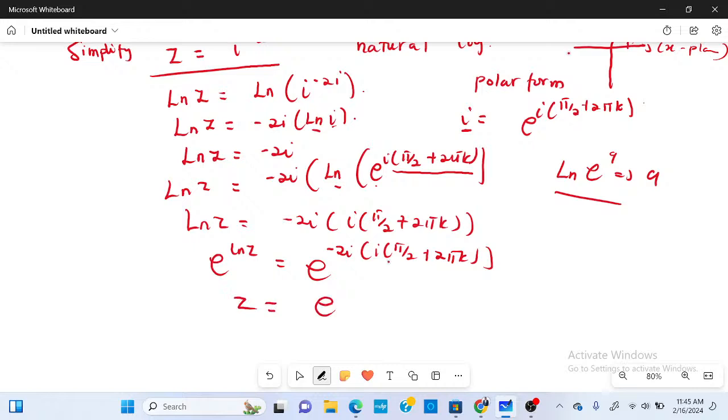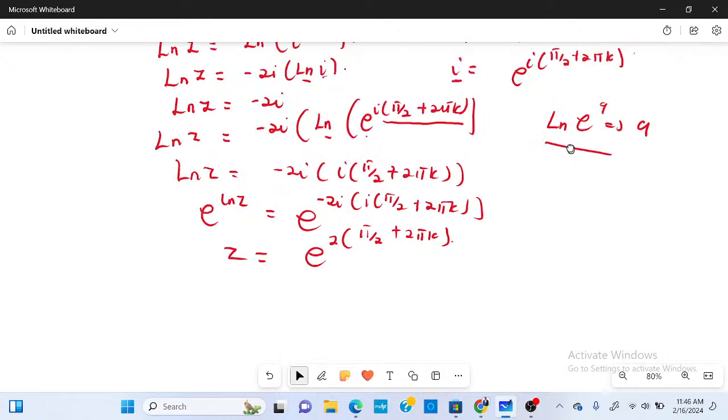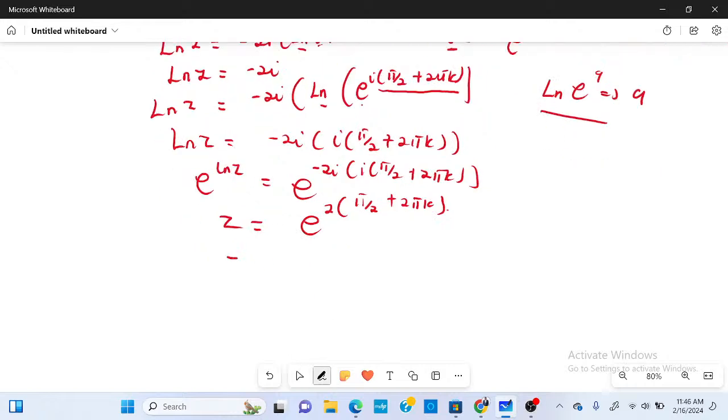Now at this point, we have to multiply everything I have here. Negative 2i times i, what's the answer? You know that i times i is i squared, also as negative 1. So I'll get positive 2. I'll write my positive 2 here. Then I'll get pi on 2 plus 2 pi k. So at this point, I can still expand it further and I'll get z to be equal to e to the power pi plus 4 pi k. And this simply gives our solution of our logarithm of complex numbers.